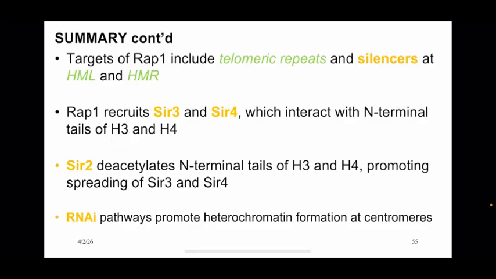This is how Rap1 functions. Initially, it will recruit Sir3 and Sir4, which bind to the N-terminal of histone 3 and histone 4. Afterwards, Sir2 is recruited, and we know Sir2 as a deacetylase. When Sir2 comes in, it will remove acetyl groups, and this will promote the spreading of Sir3 and Sir4. There's another pathway that promotes heterochromatin formation at centromeres, called RNA interference.